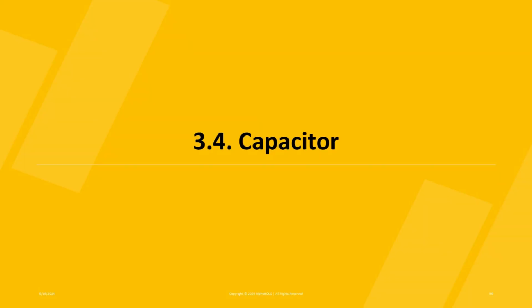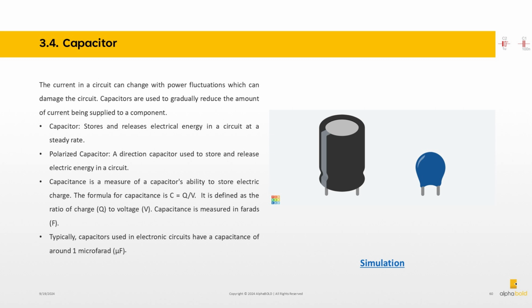Capacitor. The current in a circuit can change with power fluctuations, which can damage the circuit. Capacitors are used to gradually reduce the amount of current being supplied to a component. A capacitor stores and releases electrical energy in a circuit at a steady rate. A polarized capacitor is a directional capacitor used to store and release electric energy in a circuit. Capacitance is a measure of a capacitor's ability to store electric charge.